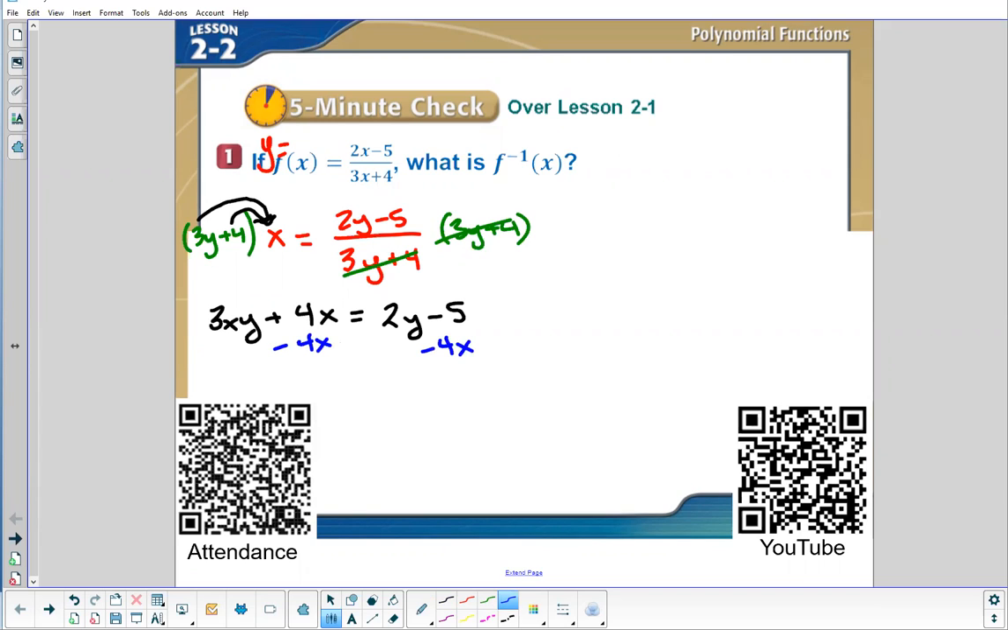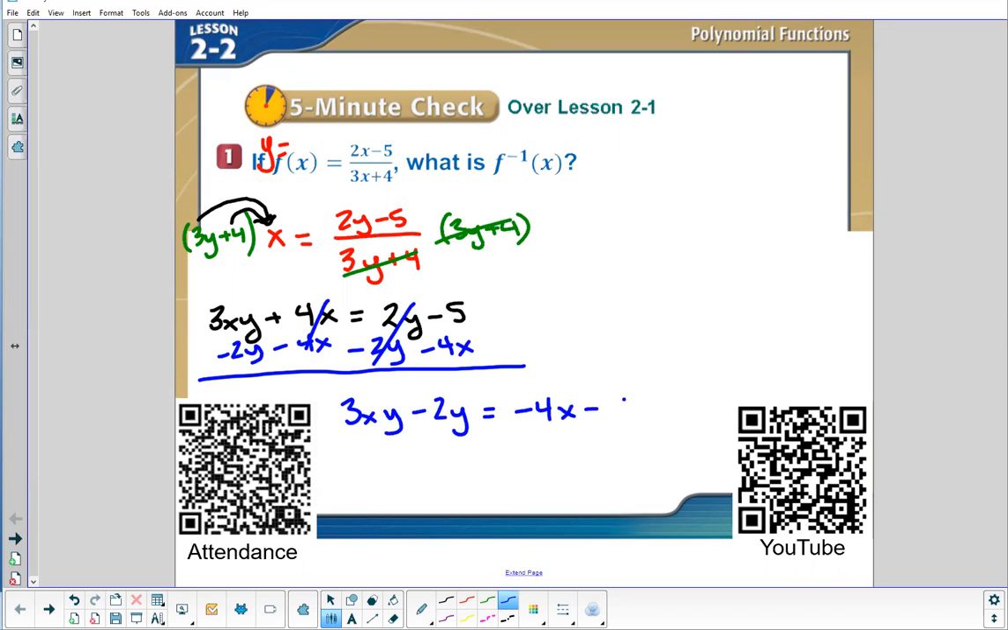And now how do I get this positive 2y to the other side? I'm going to subtract that as well. And so now I'll have my y's on the same side of the equation. So I have a 3xy minus 2y. By the way, these are not like terms. They don't share an x. They're going to stay separate. So 3xy minus 2y is going to equal, and over here I have a negative 4x minus 5.